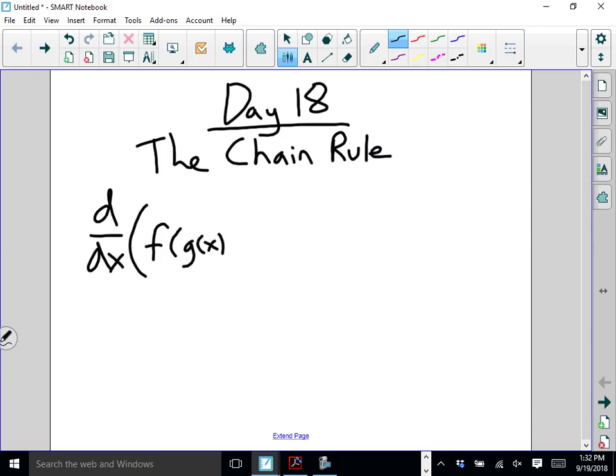So what we're looking at here is the derivative of a composition of functions. We have a function g of x, which is composed in another function f of x. Notice this is not f of x times g of x. That would be the product rule. This is f of g of x. Now the general rule with the chain rule is that I like to think of g of x as my inner function, f of x as my outer function.